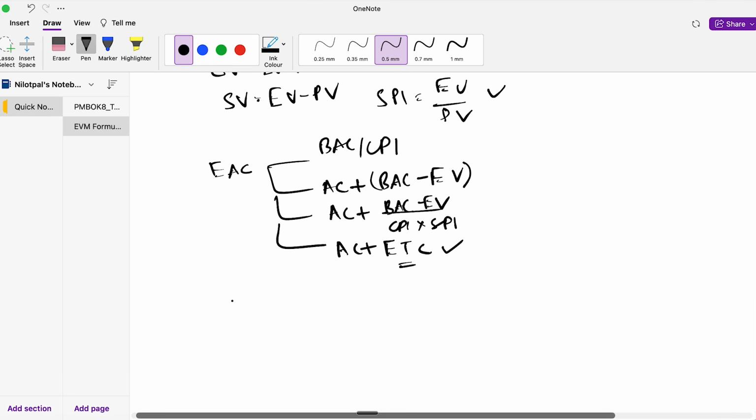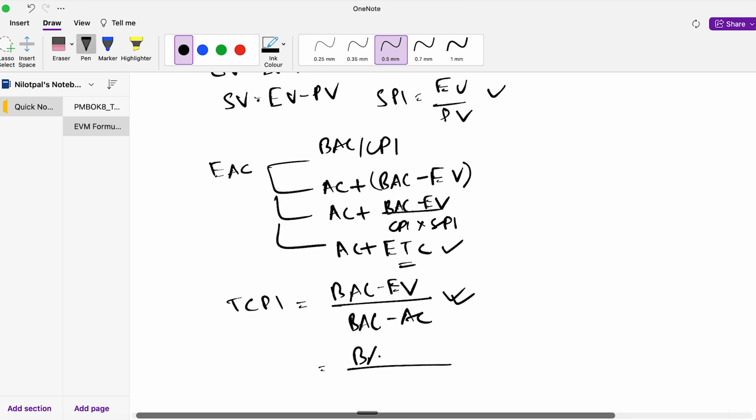And finally, for TCPI, we have two formulas. The first formula is your BAC minus EV divided by BAC minus AC, and that is applicable when the goal of the project is to finish within the original budget. However, if the budget was revised, the formula will be BAC minus EV divided by EAC minus AC.